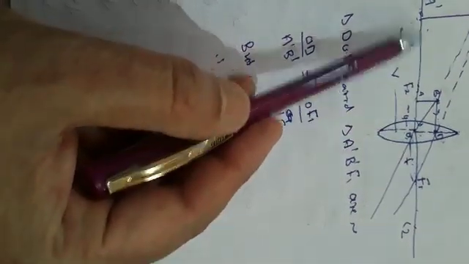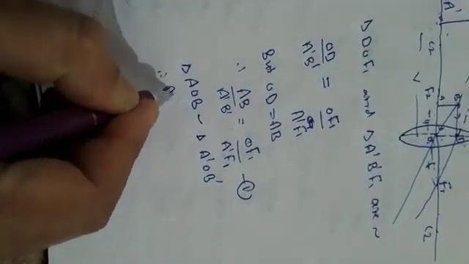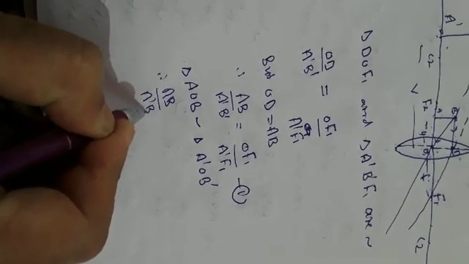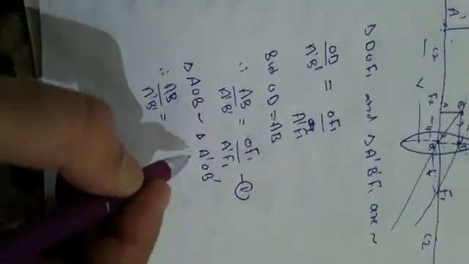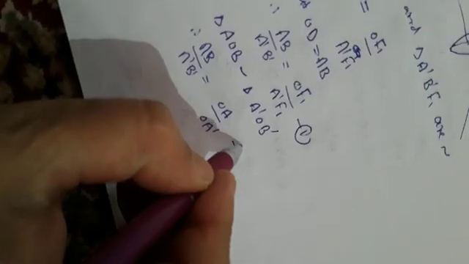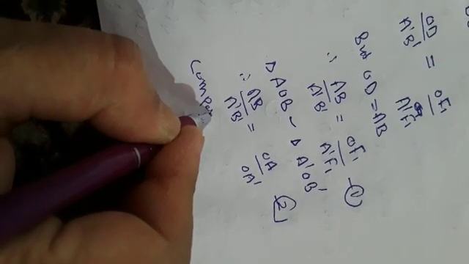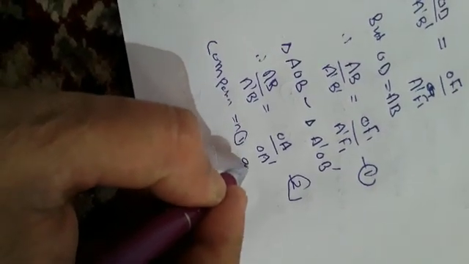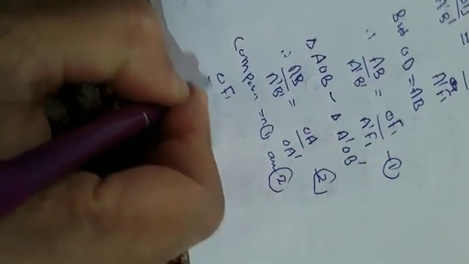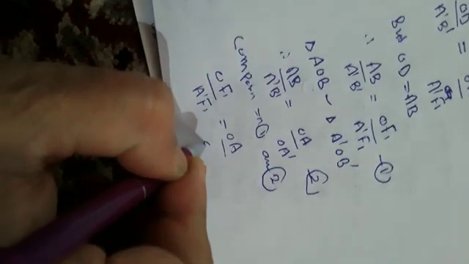Since these two triangles are similar, the ratio of their corresponding sides is equal. I can take side AB. Therefore, AB divided by A dash B dash is equal to OA divided by OA dash, the common side. When I compare equation first with equation second, I can get OF1 divided by A dash F1 is equal to OA divided by OA dash.